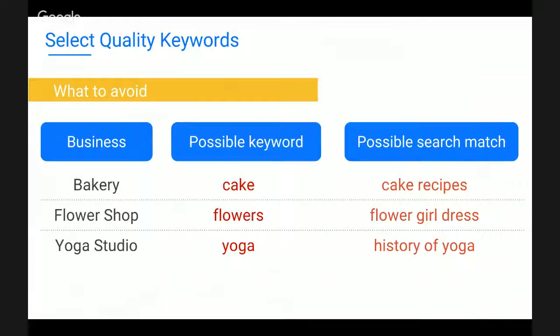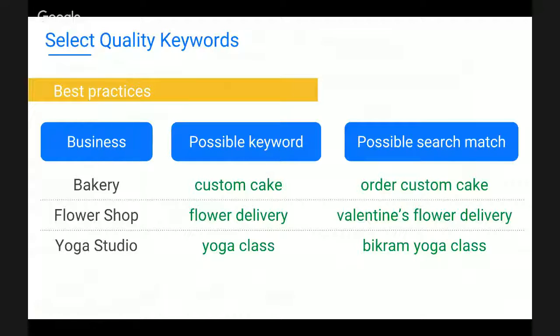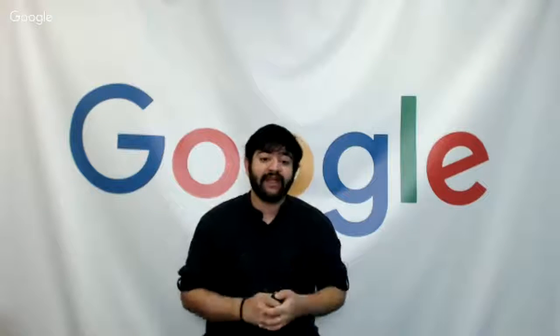Now, let's just take a moment here and go from this slide, which talks about the three businesses, to the next one, which has your bakery, flower shop, and yoga studio. If I'm a bakery, having a keyword like custom cake makes way more sense, because if I want a cake to be customized, then only would I come to a bakery. Similarly, if I'm a flower shop, having a keyword like flower delivery makes more sense, because that will trigger your ad for queries like Valentine's flower delivery or birthday flower delivery or just flower delivery alone. Similarly, if I'm a yoga studio, having a keyword like yoga class makes way more sense than having a keyword like yoga, because people looking for a yoga class online will end up finding you with this particular keyword.